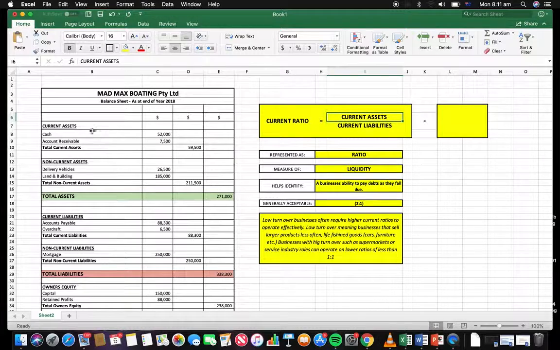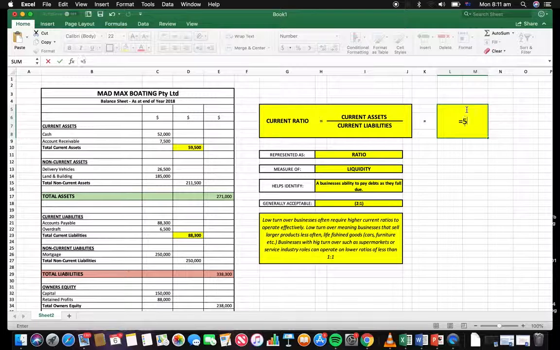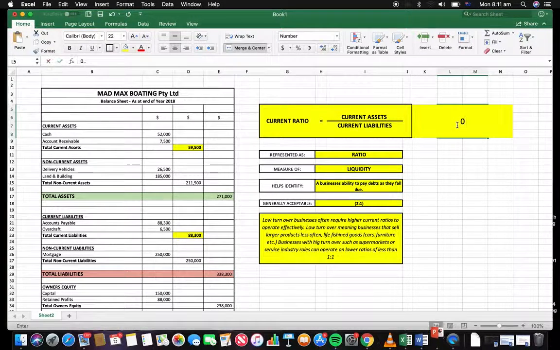Our current assets for Mad Max Boating, we can find here. We've got our two figures and then our total figure down there. So let's highlight that. Then we've got to find our current liabilities. So we go down to current liabilities. Total current liabilities is 88,300. Let's highlight that as well. Now, if I go over here, and you can do this on your calculator, 59,500 divided by 88,300 gives me 0.67. Or if we want to display this as a ratio, we would say 0.67 to 1.